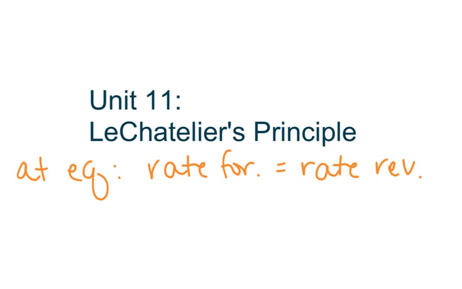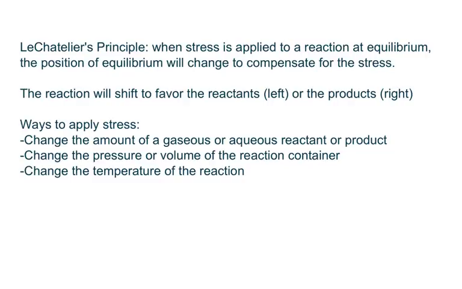So LeChatelier's principle is when a stress is applied to a reaction at equilibrium, the position of the equilibrium will change to compensate for that stress. Meaning, the reaction will shift to favor the reactants, as in it'll shift left, or to favor the products, shift right. And it's the actual position of equilibrium. It's which of those reactions, the forward reaction or the reverse reaction, is kind of taking over, is being favored to compensate for one of three stresses.